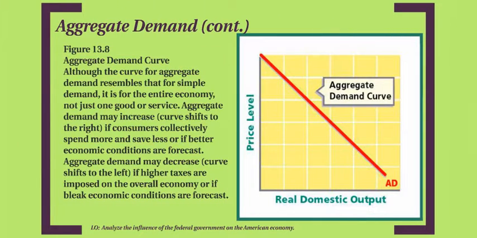So here's a look at the aggregate demand curve. Although the curve for aggregate demand resembles that for simple demand, it is for the entire economy, not just for one good or service. Aggregate demand may increase, in other words, the curve shifts to the right, if consumers collectively spend more and save less, or if better economic conditions are forecast. Aggregate demand may decrease, the curve shifts to the left, if higher taxes are imposed on the overall economy, or if bleak economic conditions are forecast.